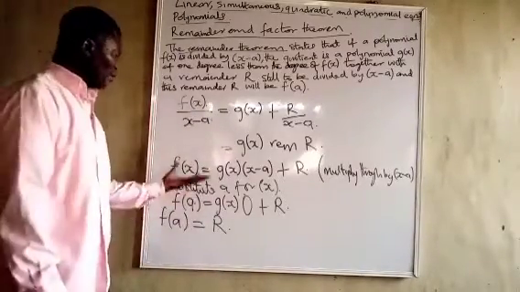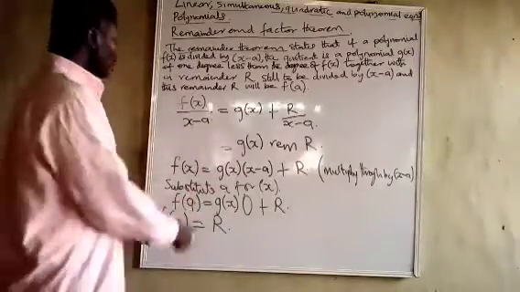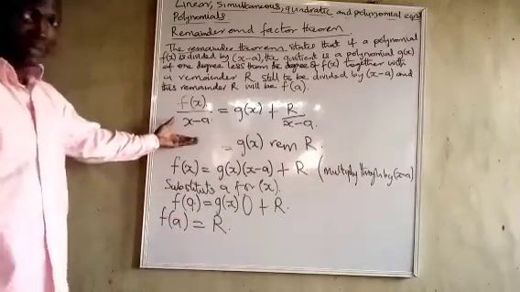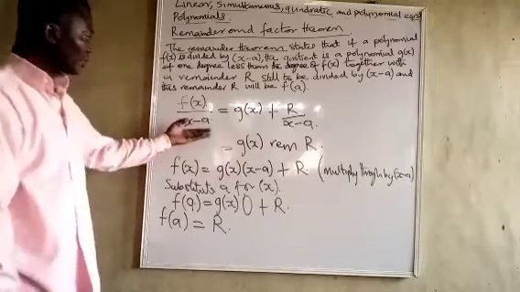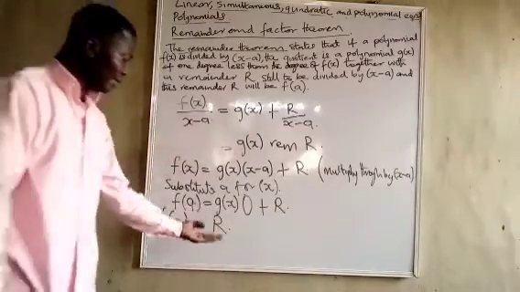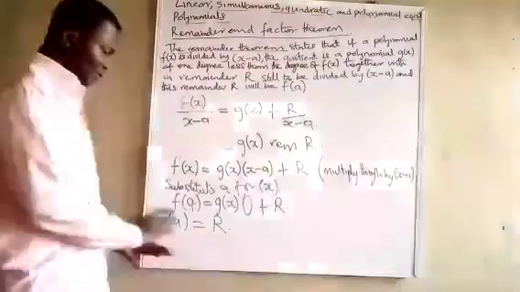That is, if I am asked the remainder, I don't need to first of all go through long division to find it. If it is a linear expression that I'm using to divide, all I need to do is substitute the root into the equation, and then I will get my remainder straight and direct.